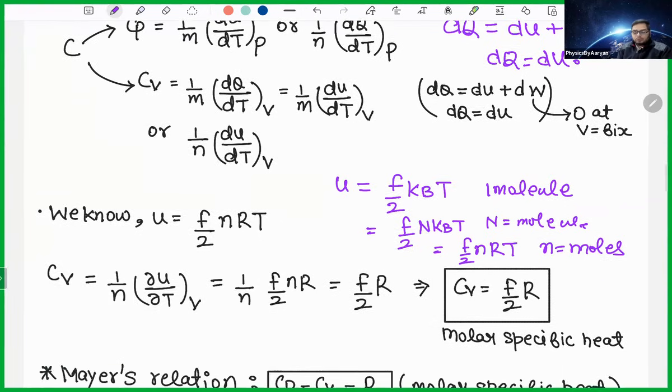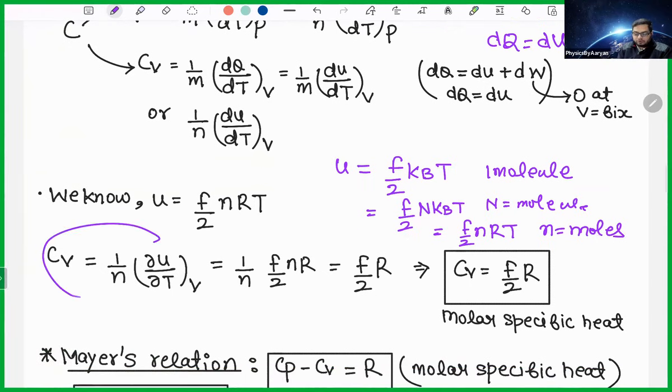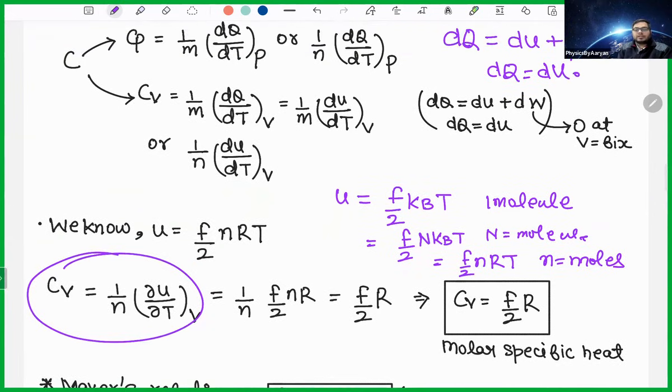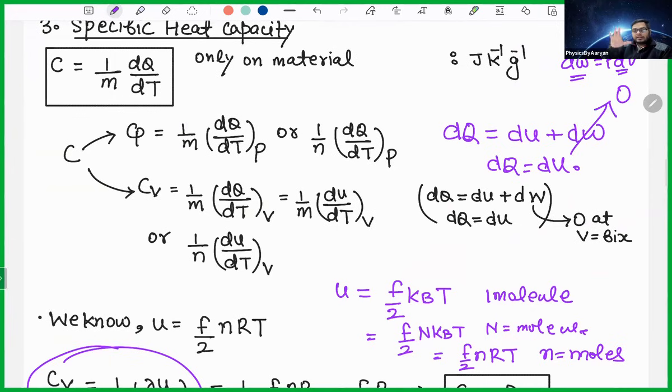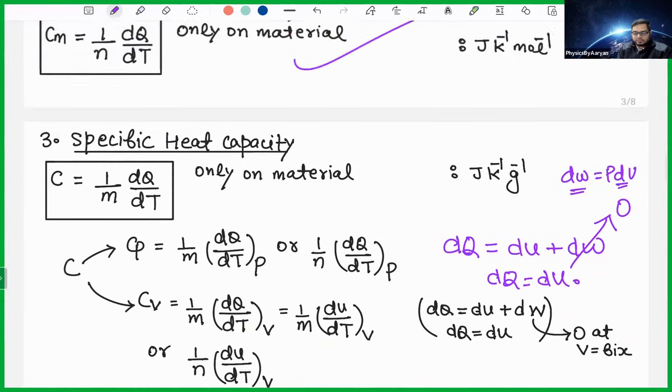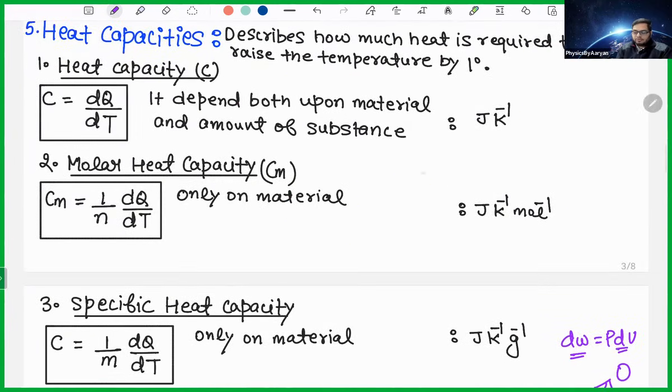In this case, I'm going to define the formula for moles, and the heat capacities I'm going to define are also the molar heat capacities. Whenever you are writing CP or CV, you can use all three, but more commonly you will see molar heat capacity. It is not that you cannot use the other two, but in most questions they are using molar heat capacity.